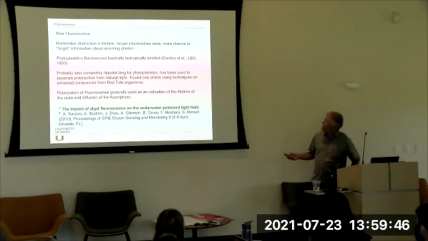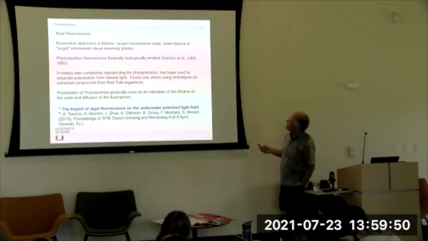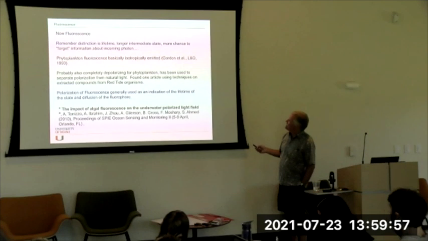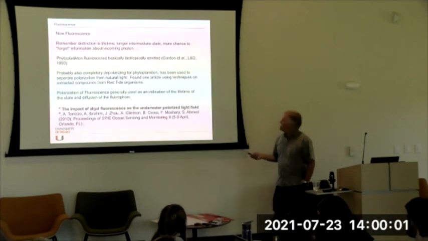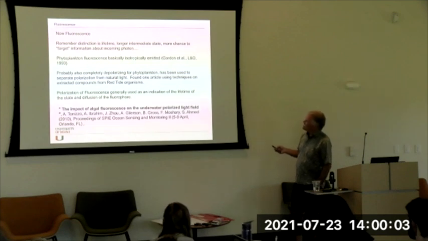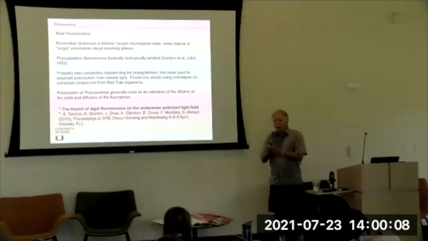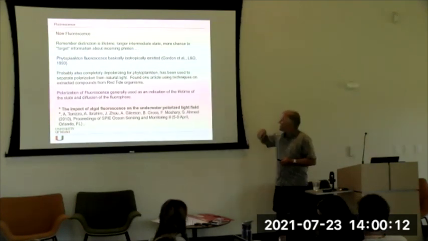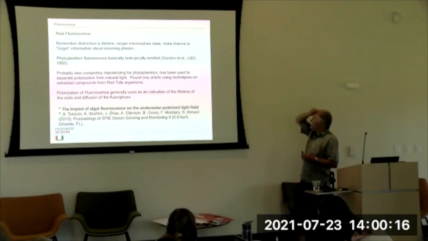So okay, well, fluorescence is distinguished by a longer lifetime, a longer intermediate state. When it's got excitation, it stays there longer before it emits. So there's more chance to forget information about the incoming photon. So phytoplankton fluorescence is basically isotropically emitted, versus Raman scattering, which is like Rayleigh scattering. You show the volume scattering function for Rayleigh scattering. So this is more isotropically emitted.